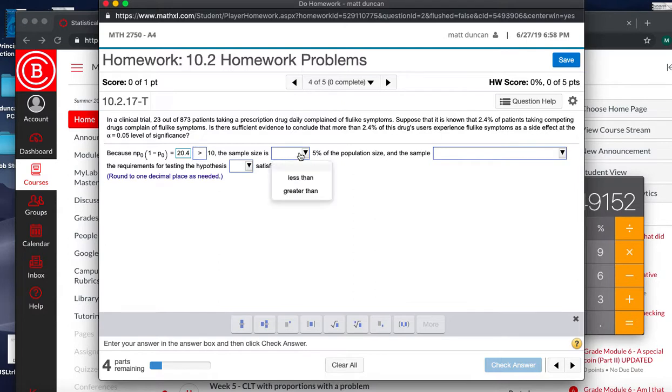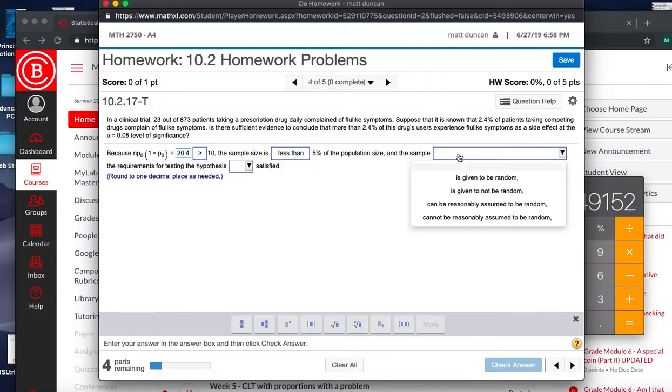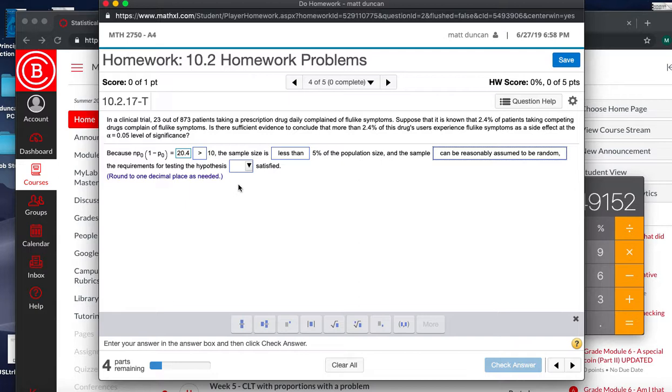The sample size needs to be less than 5% of the population size, and that's given, I imagine. I didn't read the problem, I guess I should have. We're going to say reasonably assumed. I don't see that it says it's randomly selected, but we're going to have to assume that it is in order for us to proceed and meet the conditions. Therefore, the requirements for the hypothesis test are satisfied.